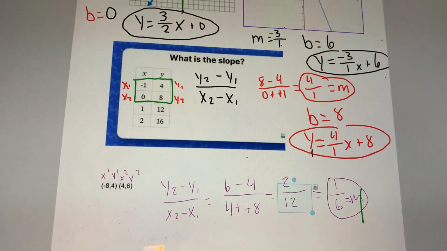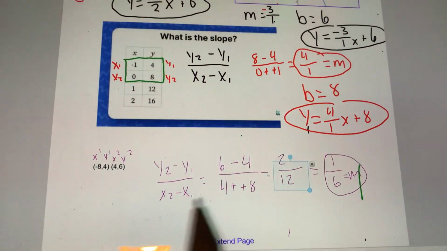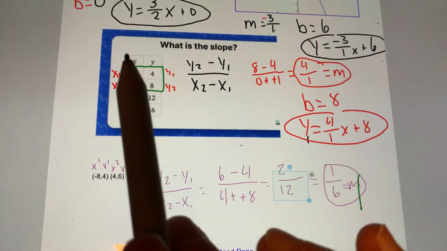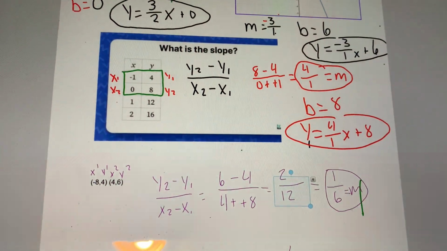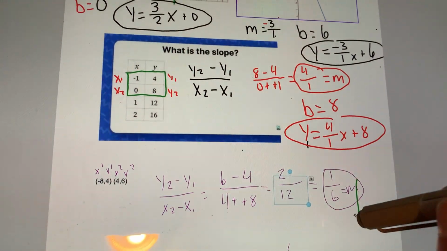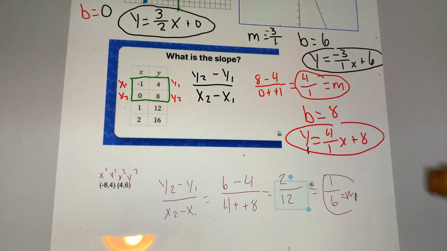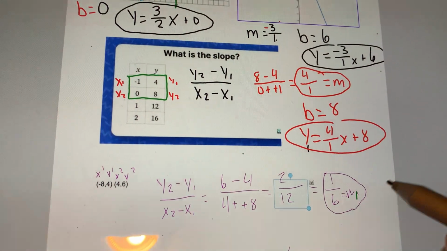Now on this one, we've not learned how to find our y-intercept yet without given points or anything. So we are not going to turn this one into an equation. We just have to find our slope. So our slope on this was 1 over 6.